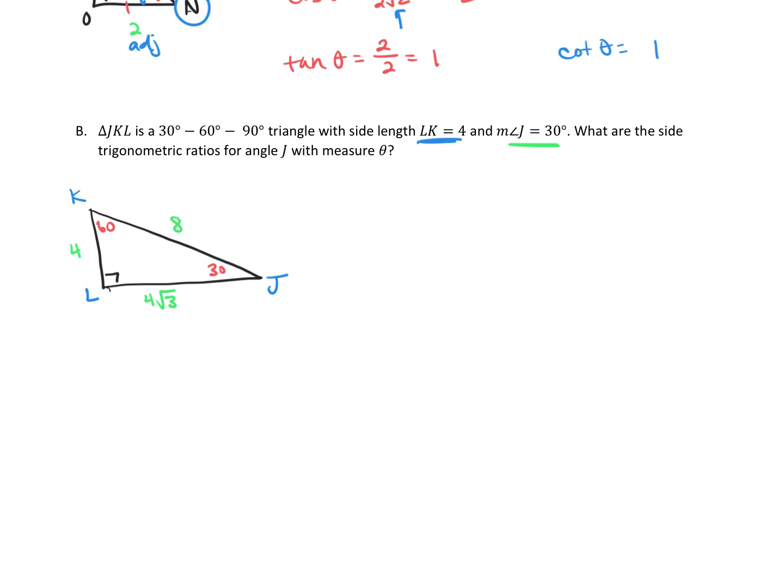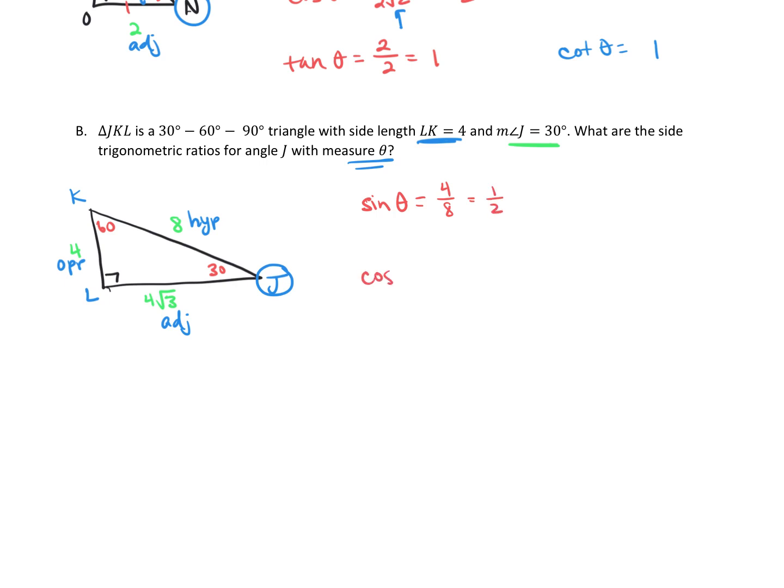They want everything in terms of angle J. Again, we're going to use theta, but in terms of angle J, we want to label our triangle. Opposite of J is over here. Our hypotenuse is this 8, and the adjacent side is 4 root 3. Now we can set up our 6 trig functions. So sine of, instead of J, they want us to use theta. Sine of theta is opposite over hypotenuse. So 4 over 8, that one will reduce to a 1/2.